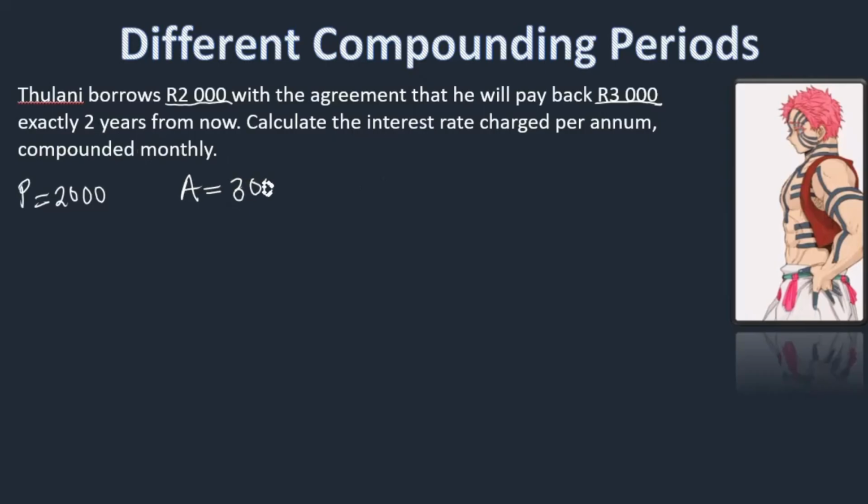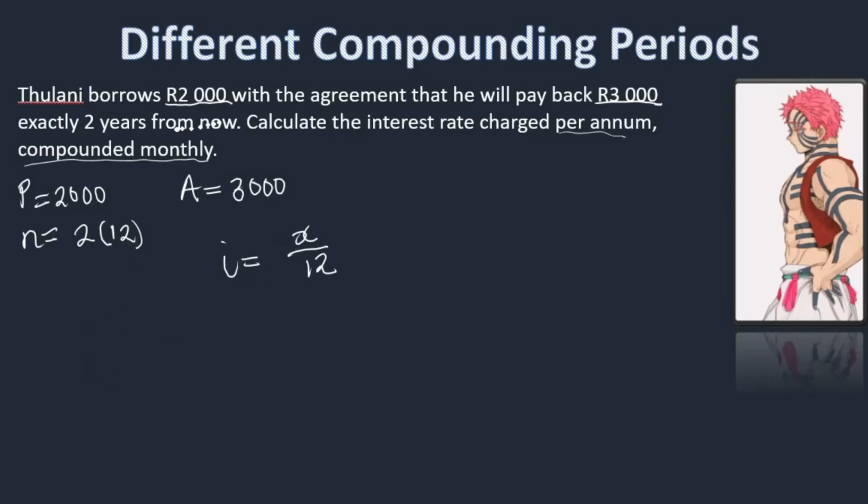So 3,000 is the accumulated amount, right? And then for how long? For 2 years. It says calculate the interest rate charged per annum, compounded monthly. So we are looking for I basically here. Since it's compounded monthly, per year it's going to be compounded 12 times, and the same applies to this N here. Since it's 2 years and we are compounding every month, this is going to be 2 times 12.